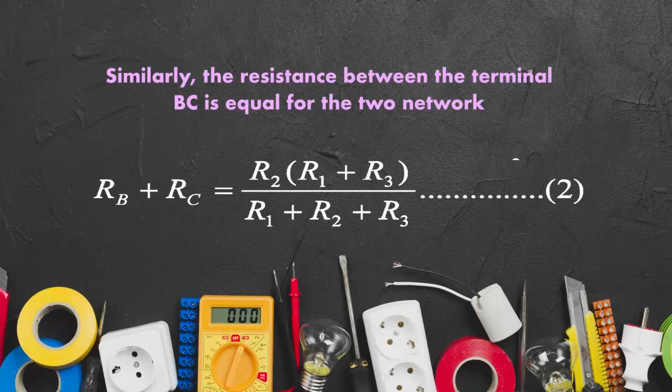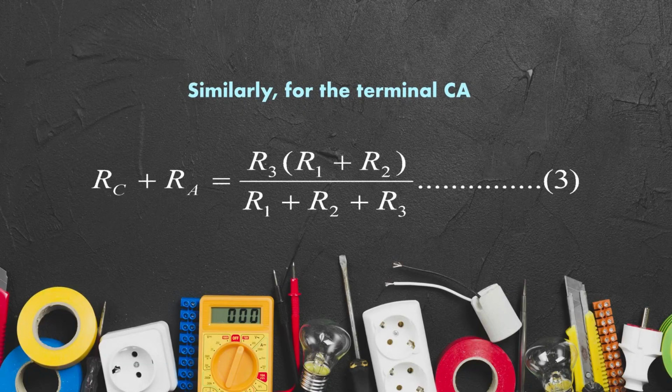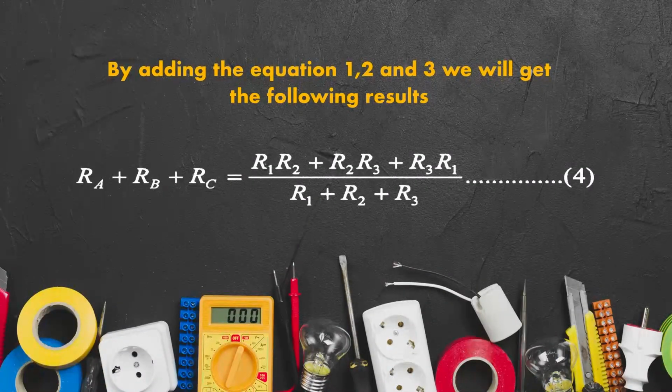Similarly, the resistance between terminal BC of the two networks can be written as RB plus RC is equal to what? R2 multiplied by R1 plus R3 upon R1 plus R2 plus R3. It can be written as equation number 2. Similarly, for terminal CA it can be written as RC plus RA is equal to R3 multiplied by R1 plus R2 upon R1 plus R2 plus R3. So by adding equations 1, 2 and 3, we will get the following results. That can be written as RA plus RB plus RC is equal to R1 R2 plus R2 R3 plus R3 R1 upon R1 plus R2 plus R3. This can be written as equation number 4.